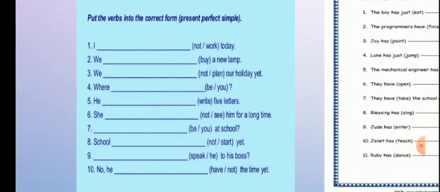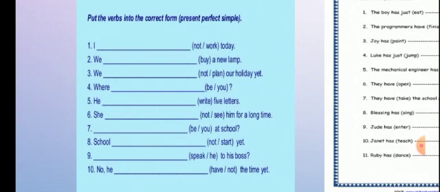So the first one, I blank not work today. So there, how can you change that to present perfect? I have, so the word not is there, so you need to include that. I have not worked. The past participle of the verb work is worked. So I have not worked today. Second one, we have bought a new lamp. The past participle for buy is bought, right?